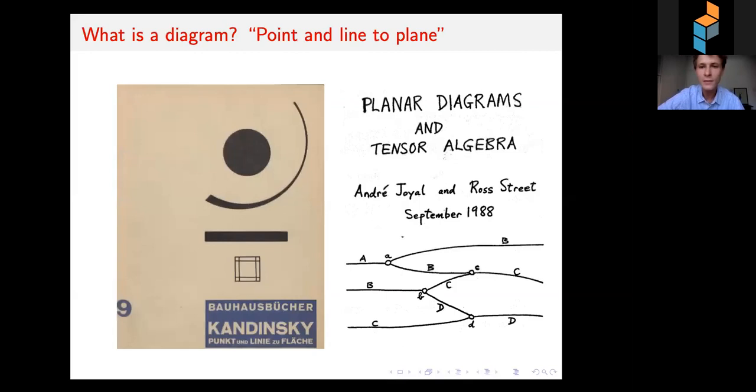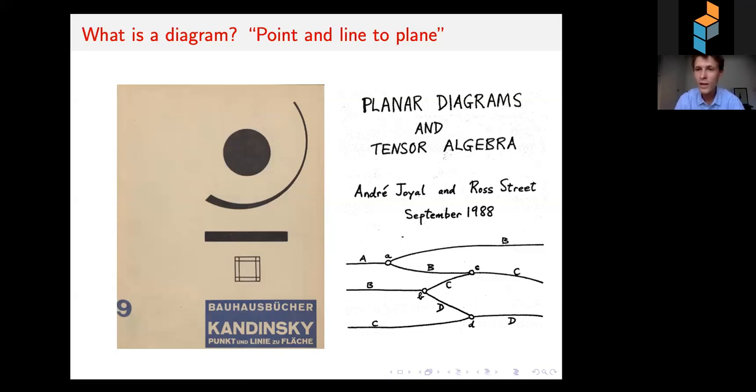Let's get started. So what is a diagram? From the point of view of geometry, a diagram is just a bunch of points and lines on the plane. On the left, we have the cover of Kandinsky's Punkt und Linie zu Fläche, where he describes how painting is all made of points and lines on the plane.